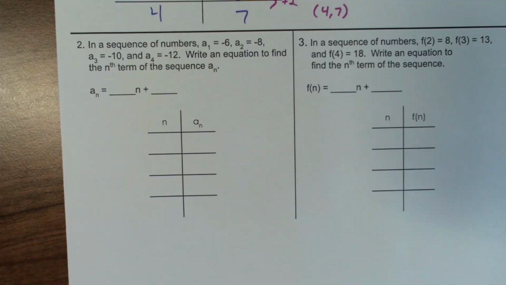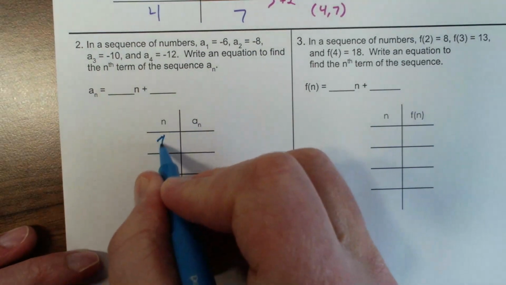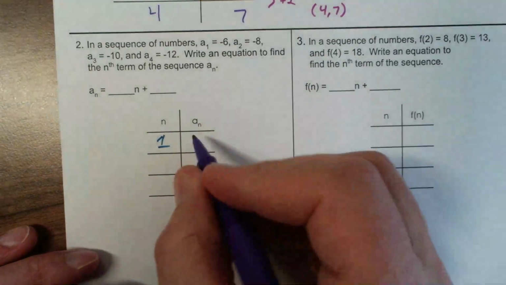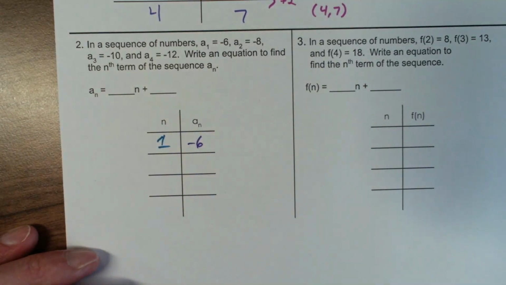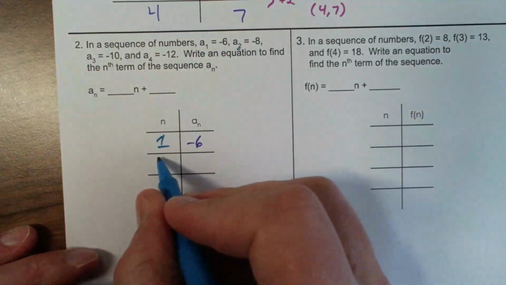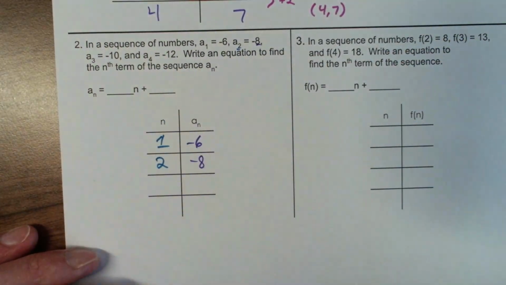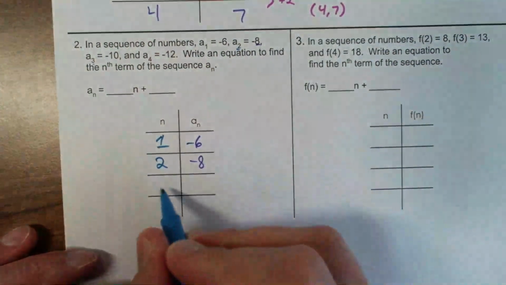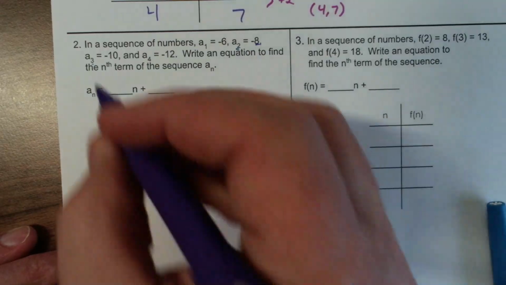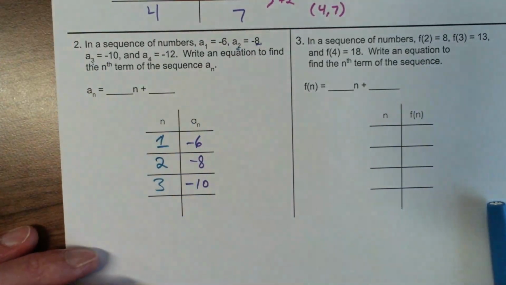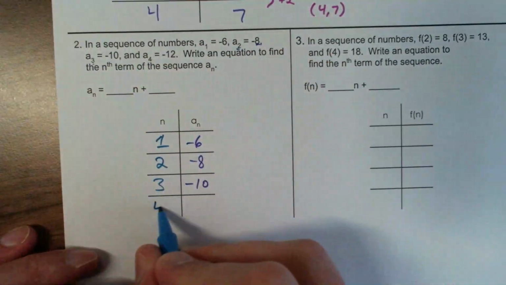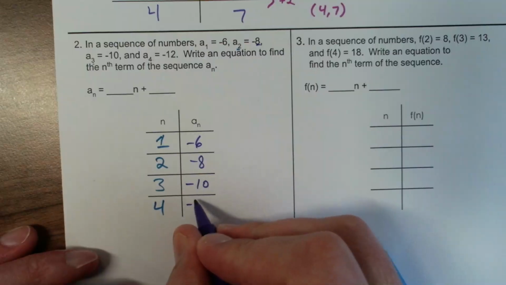In number 2, it says the sequence of numbers. A1 is negative 6. So I'm going to go ahead and write 1 and negative 6, A2 and negative 8, A3 and negative 10, A4 and negative 12.